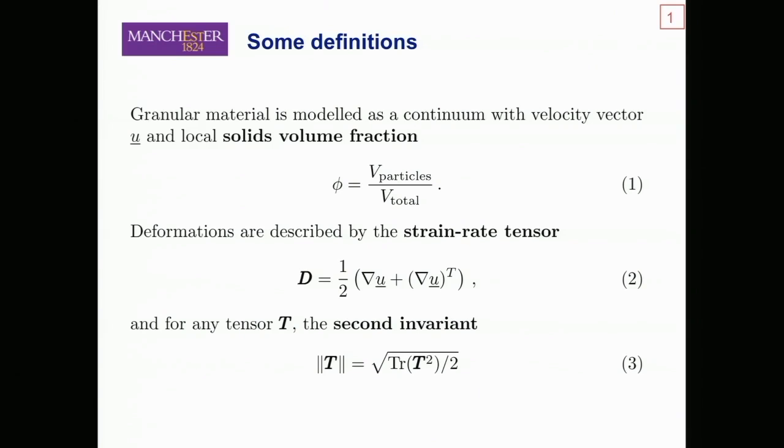And so we're going to be describing the deformations of our granular material with a strain rate tensor d, and I'm going to use this double vertical bar notation to denote the second invariant of any of the tensors that we're going to be interested in.